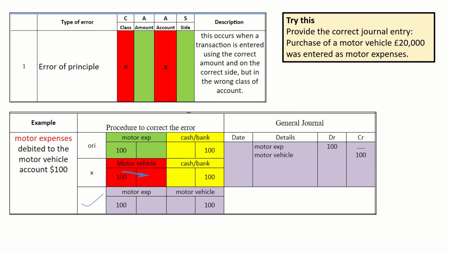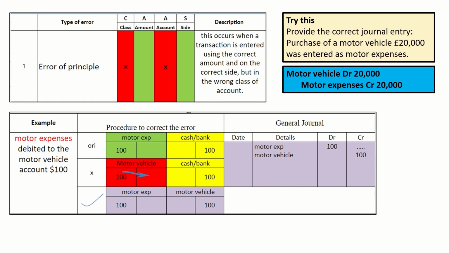Try this. Provide the correct journal entry. Purchases of motor vehicle 20,000 was entered as motor expenses. How would you correct this error? Take a few minutes and try the double entry to correct this error. The correct entry should be motor vehicle debit 20,000, motor expenses credit 20,000.